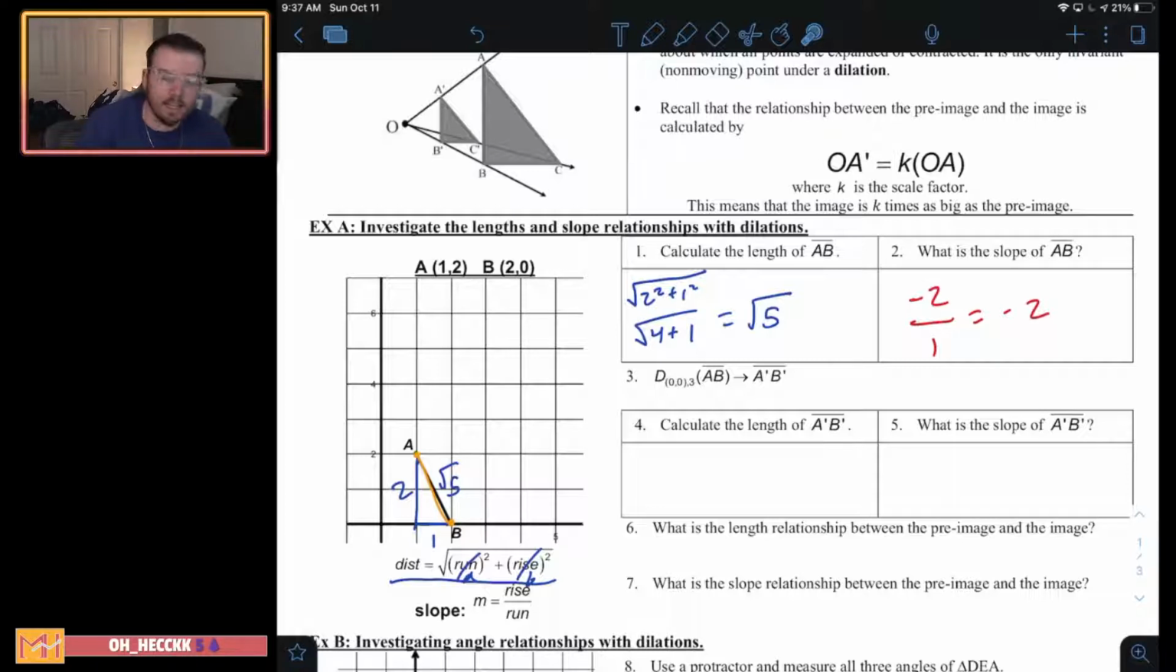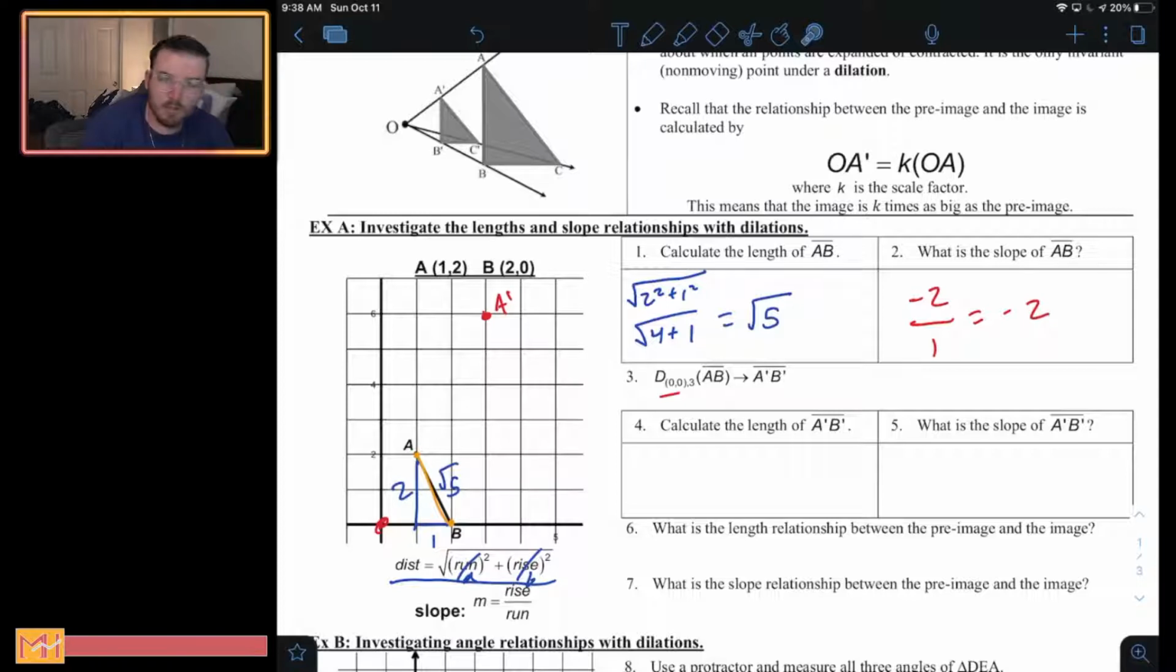Now we're going to dilate this thing and see what happens to our shape. So we're dilating from the origin by a factor of 3. So do this with me here. How far away is A? It's up 2 over 1. We're going to triple that. So instead of going up 2, 2 times 3 is 6. And instead of going over 1, 1 times 3 is 3. So up 1, 2, 3, 4, 5, 6, and over 1, 2, 3. There is A prime.